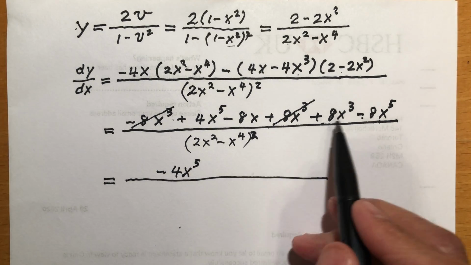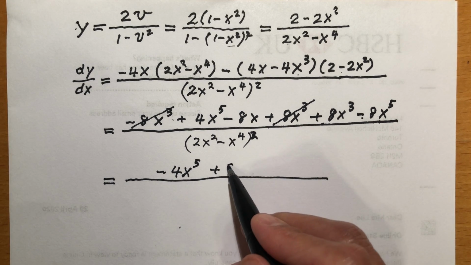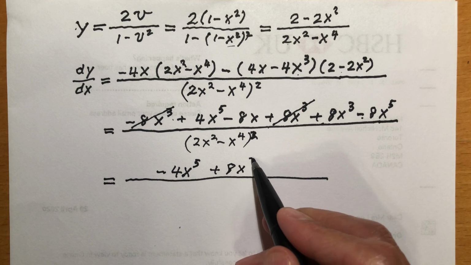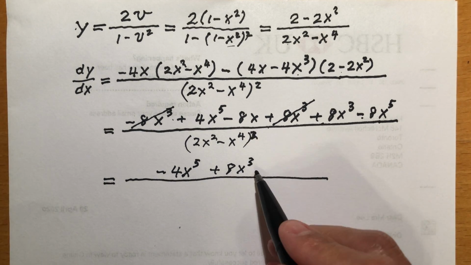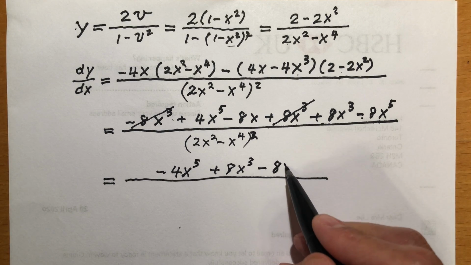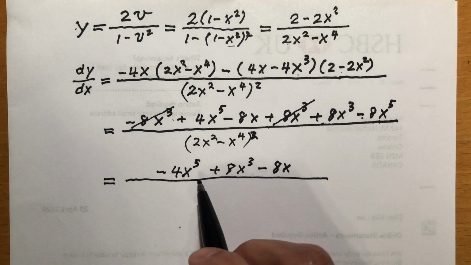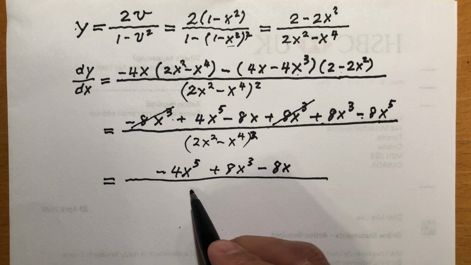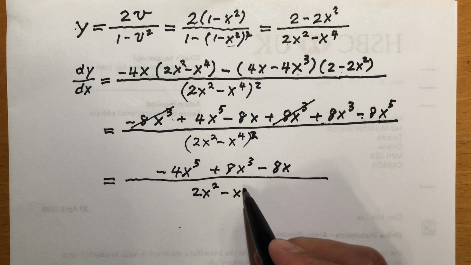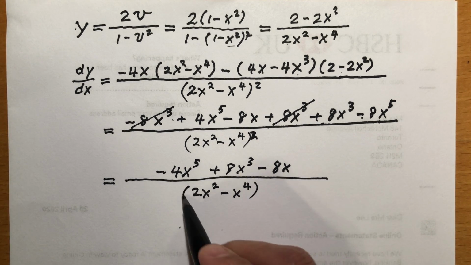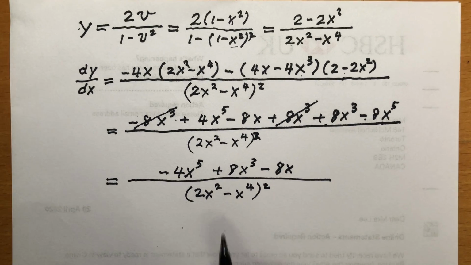And then power 3. Power 3 is this. And then power 1 is minus 8x. That's all I have from the numerator. And the denominator, you don't need to expand the denominator, okay? So I have this result.